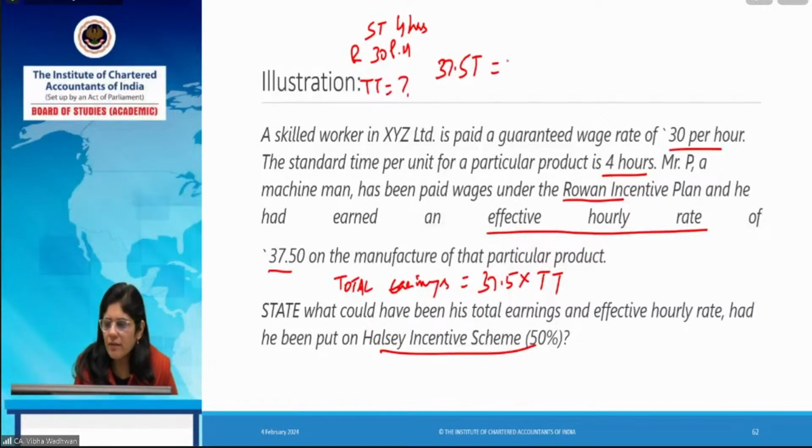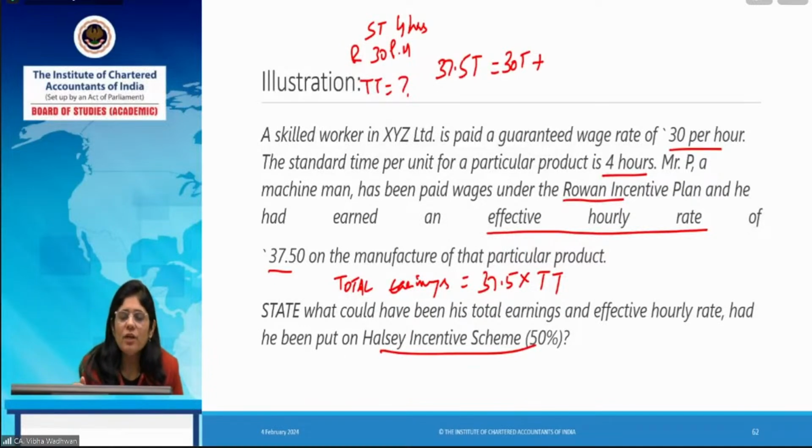So Rowan, under Rowan again, how much is the rate per hour? 30. So 30 and time taken is T. Rate per hour is 30. Time taken we don't know. Plus under Rowan, we say time saved by time allowed. So time saved again, we don't know.